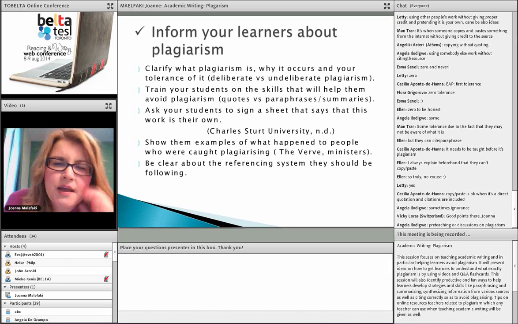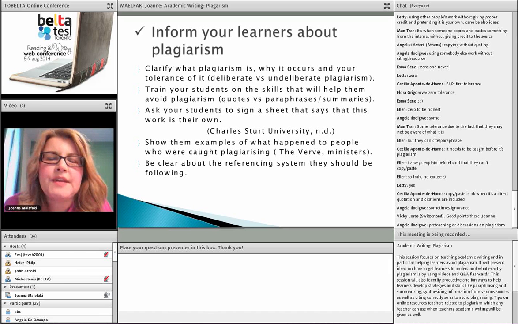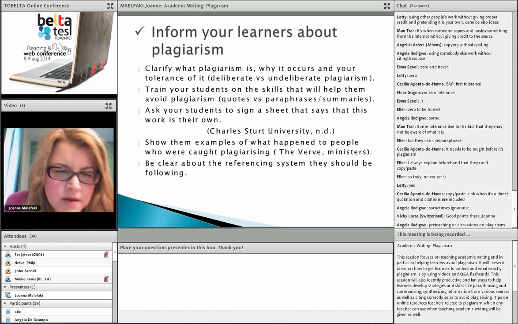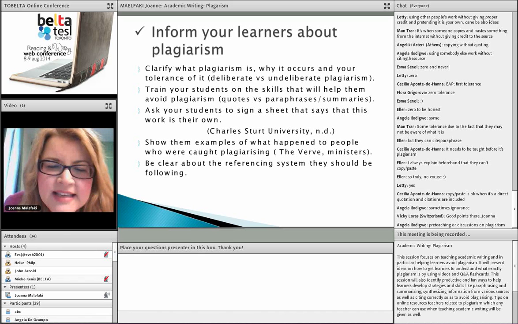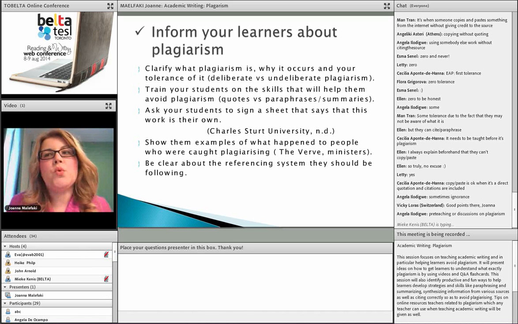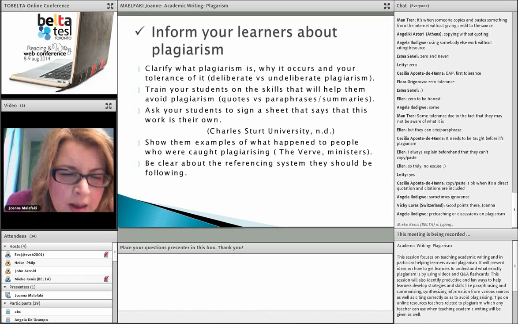Another thing, when you inform your learners, I think it's a good idea to get them to sign a form saying that this is my own work, to take responsibility for what they are handing in. It's very important that they take responsibility for their writing. They might look at it a bit more carefully.